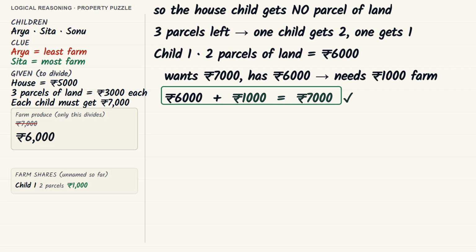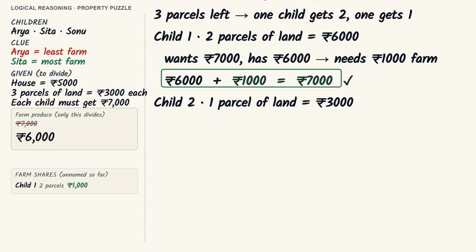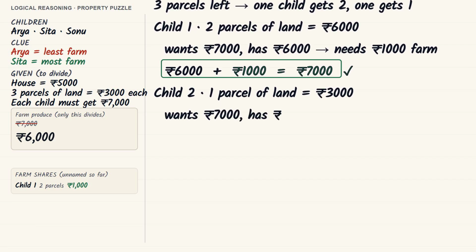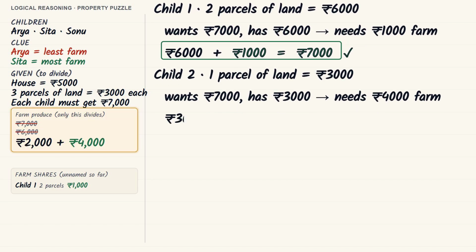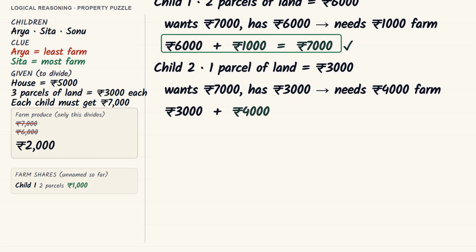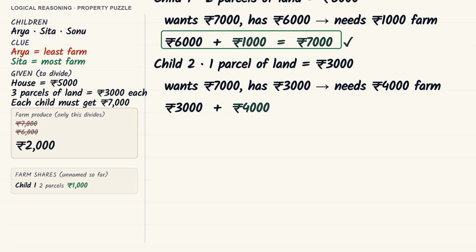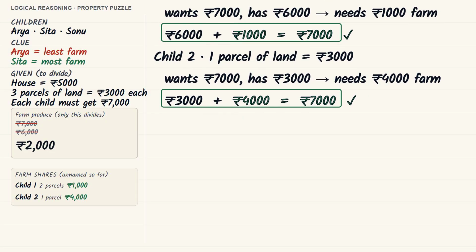Take the second child with 1 parcel of land. 1 parcel is 3,000. To reach 7,000, this child needs 4,000 more. The farm now has 6,000. So let us split it. 2,000 stays and 4,000 comes out. We move this 4,000 across. 3,000 plus 4,000 makes 7,000. So this child is complete with 4,000 from the farm.